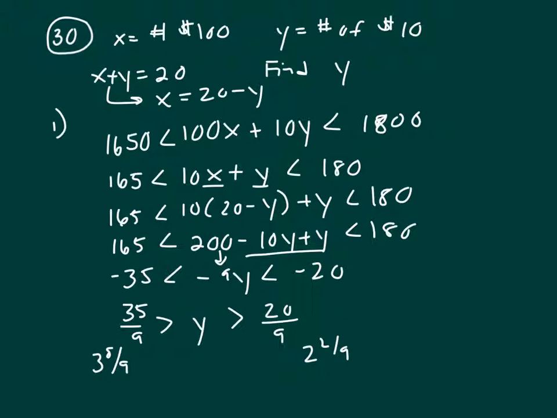So this is 2 2/9 is less than y, which is less than 3 8/9. So what's the only whole number in between there? That would be 3. So clue 1 works.